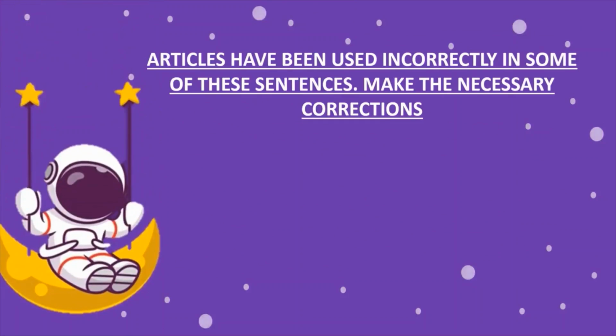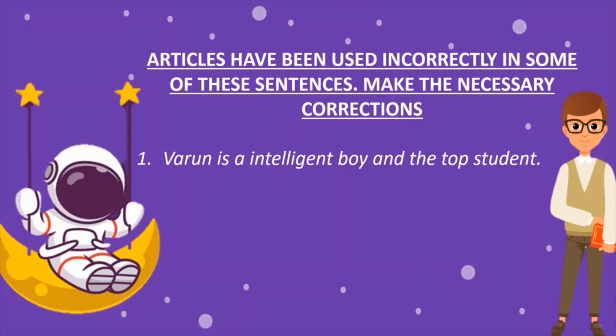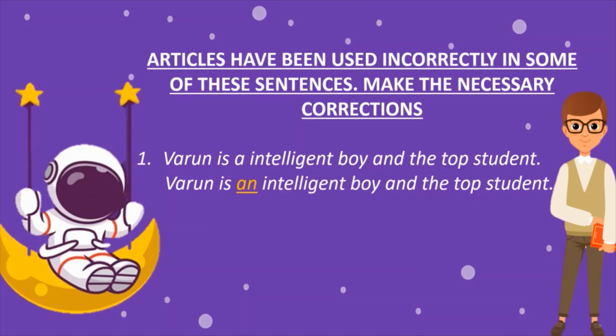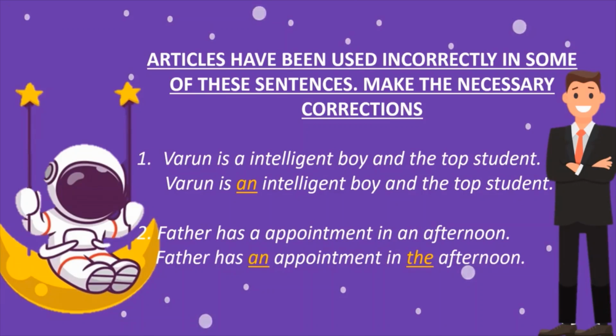We come to the next exercise where articles have been used incorrectly in some of these sentences. You have to make the necessary corrections. Varun is an intelligent boy and the top student. So, how do you change it? Varun is an intelligent boy. Why? Because it begins with a vowel. Father has an appointment in an afternoon. So, it should be: Father has an appointment in the afternoon.